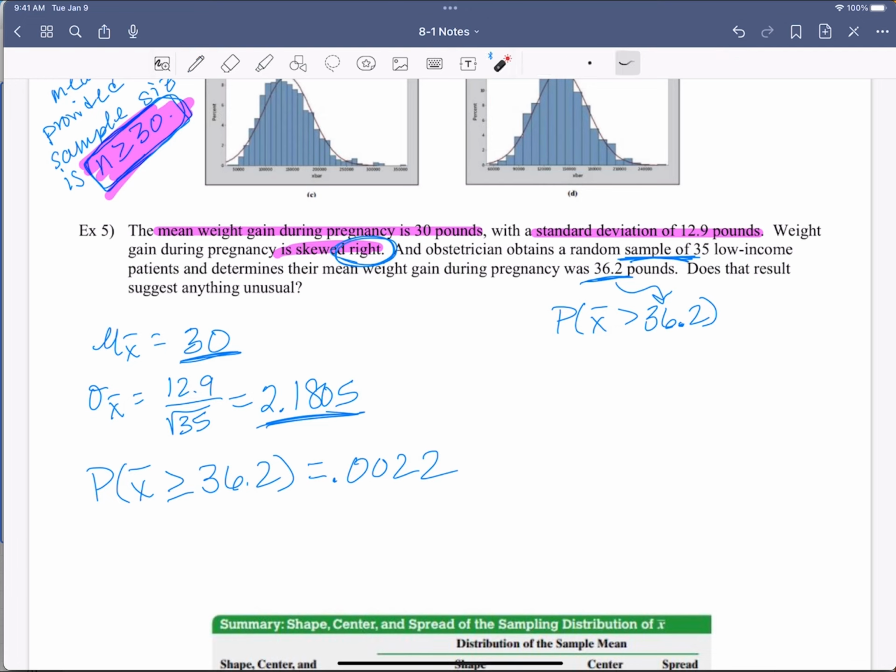Now, here's the actual question. Does that result suggest anything unusual? It is unusual. Good, you guys are so good. Look at this probability. What's the criteria for unusual again? It has to be less than 0.05, and that is true, right? Therefore, this is unusual.